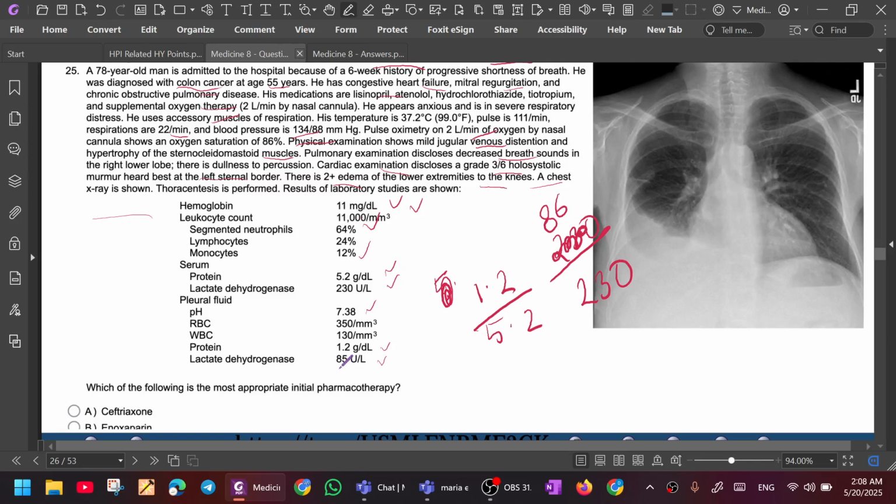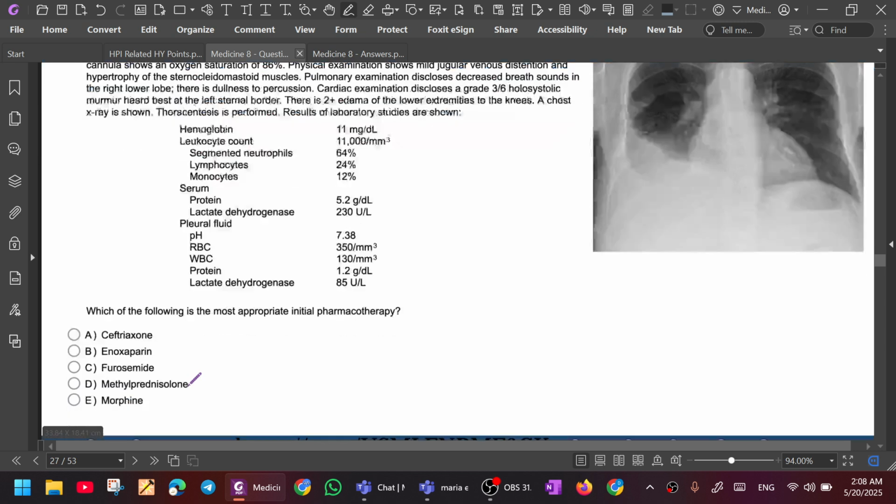Are you thinking about infection? I think so, or not. Nope. It's heart failure, probably. According to Light's criteria, it is transudative. Even if it is transudative, I choose that.